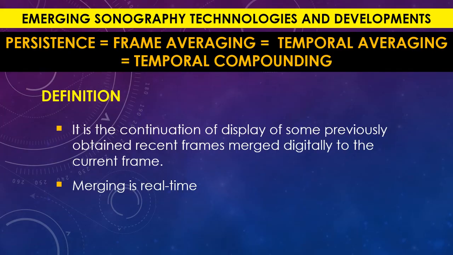So what is persistence? Persistence is the continuation of display of some of the previously obtained recent frames. These recent frames are digitally merged to the current or the last frame being added. So when display happens, it displays the current frame and some of the previous frames. This merging happens in real time, which means just before the display.